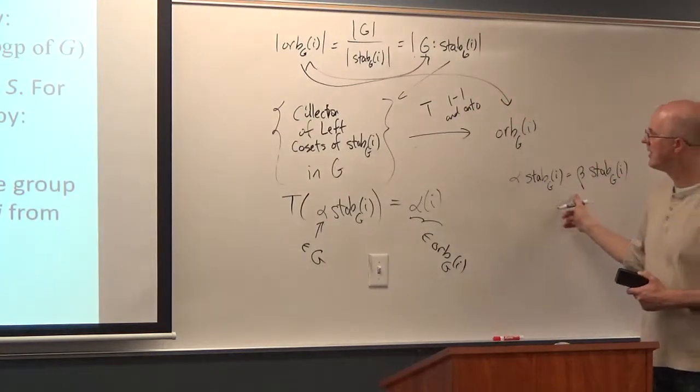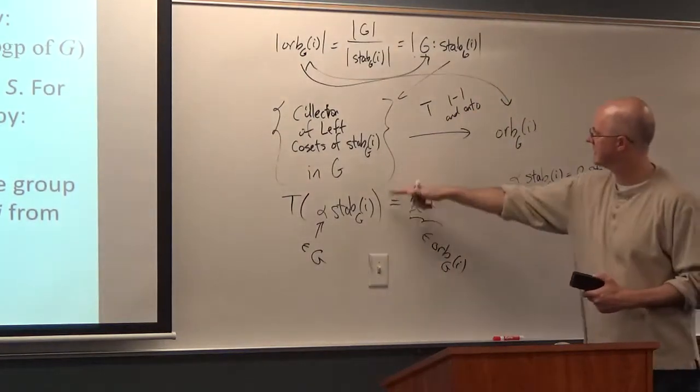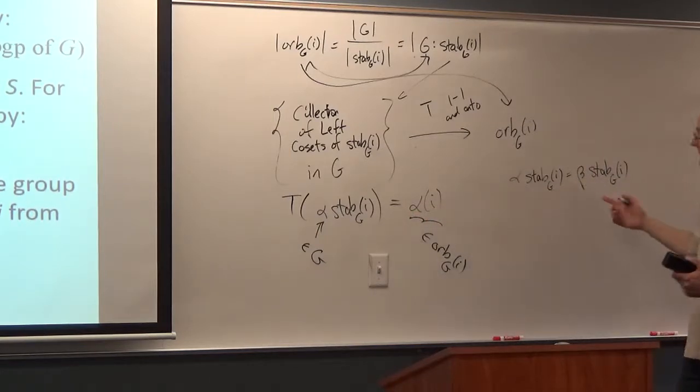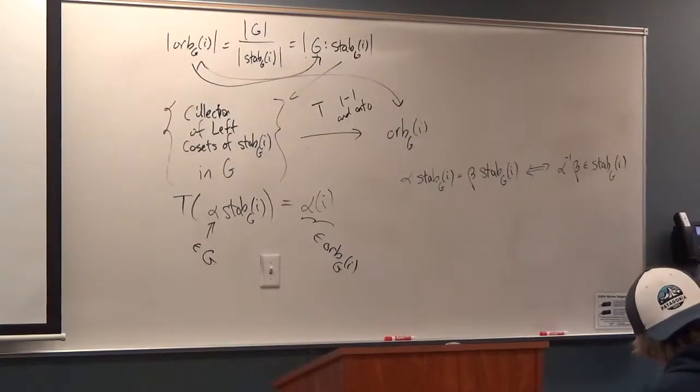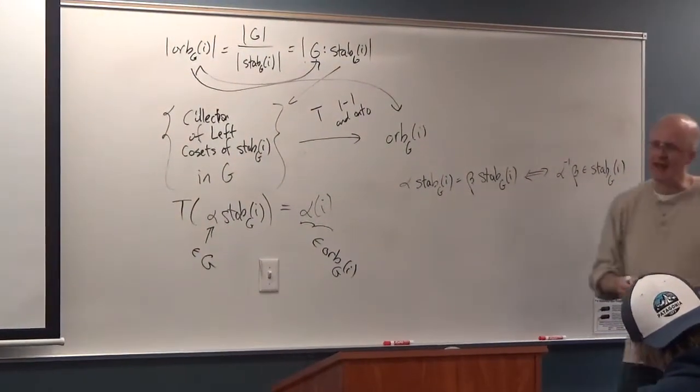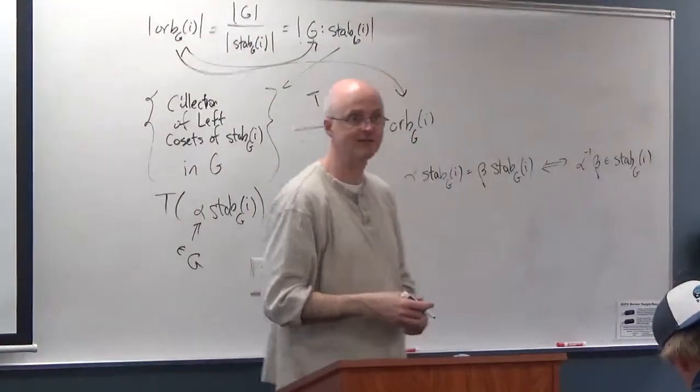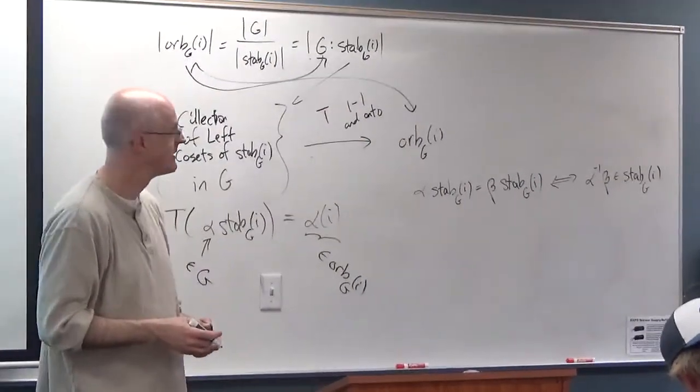If this is the same element of this collection of left cosets, then alpha of I better equal beta of I. It does, but that takes proof. Let me just say first of all that this is equivalent, like it came up on the quiz, to the statement that alpha inverse beta is an element of the stabilizer. That was one of the quiz questions, except with A's, B's, and H's instead of alphas, betas, and the stabilizer.